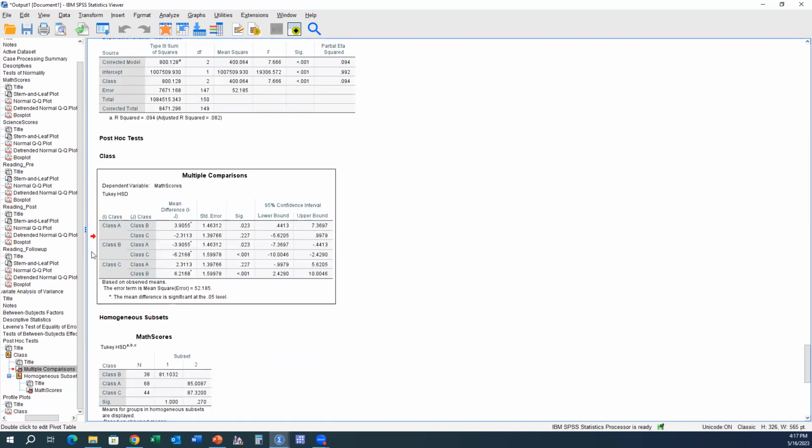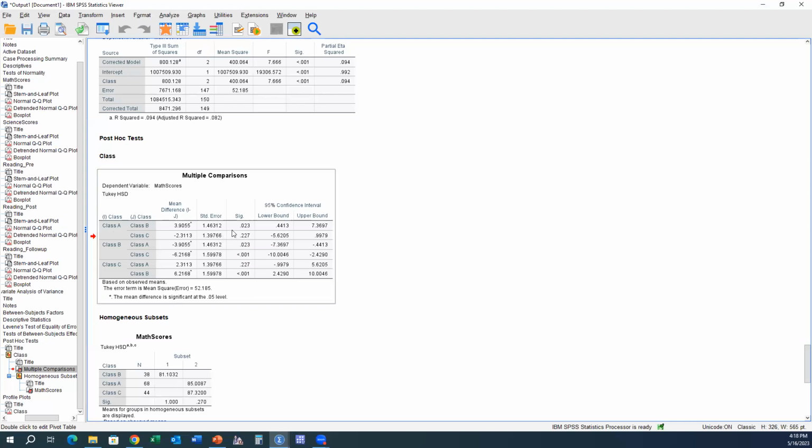Then let's look at the next comparison, class A to class C. Okay, so then we go across this row and we see that the p-value is 0.227. That is greater than the significance threshold of 0.05. Therefore, we don't have evidence of significant differences between class A and class C on math scores.